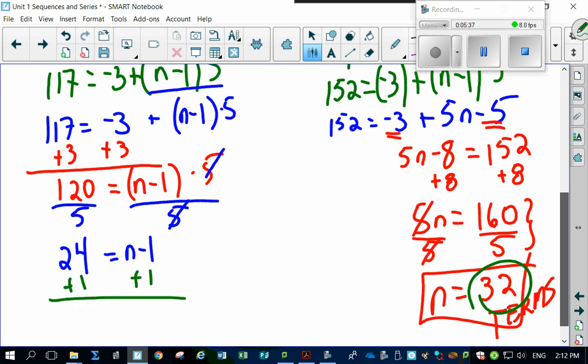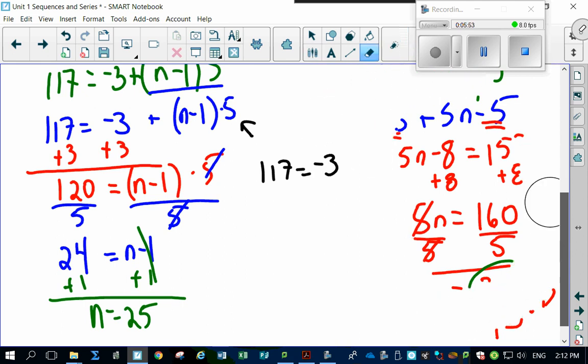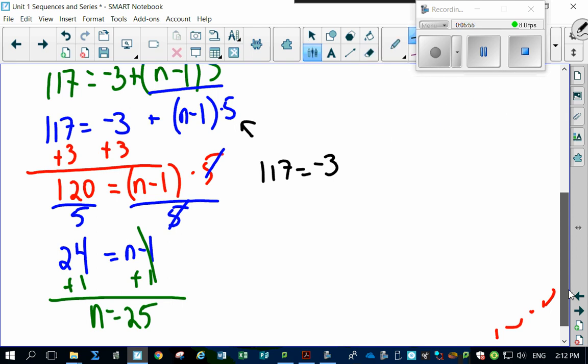And I know what you're saying. Oh, no, teacher, that's not right. We can't do it that way, can we? Well, yes, as a matter of fact, we can. Let's go back to where we started, which was right here. 117 equals minus 3 plus n minus 1 times 5.